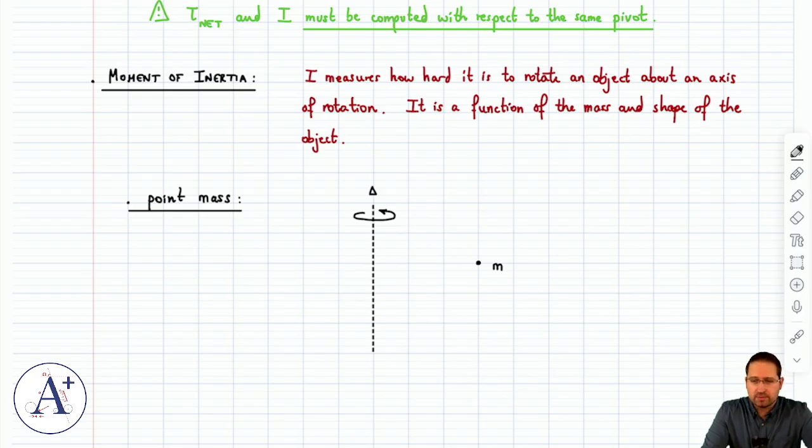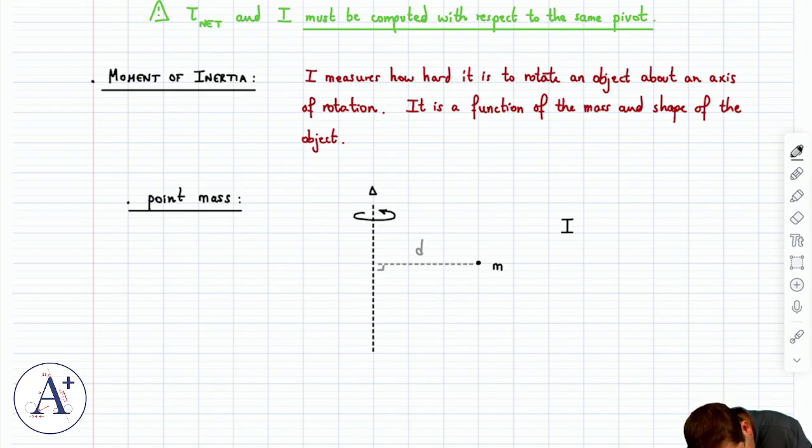And it's going around. Now, just to clear the air, how this is happening is not our responsibility. Like, we're not trying to build this in our garage. We're just saying, okay, you're telling me that there's a point mass that's rotating around this axis. I will tell you how hard it is to do that, right? So all you need to do is you need to tell me this distance, whatever this is. And if I know this distance, call it d, then I will tell you that I, with respect to delta, is simply md squared, which of course is in kilogram meter squared.